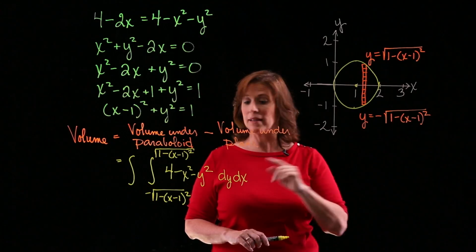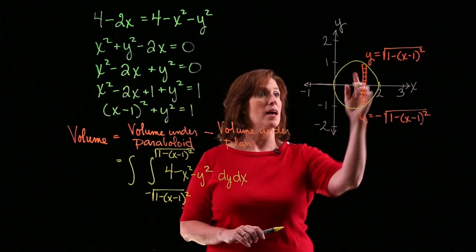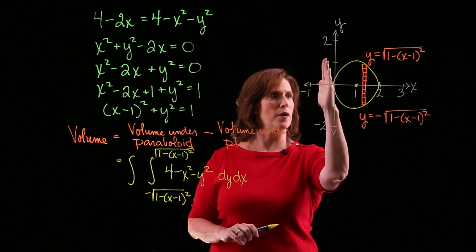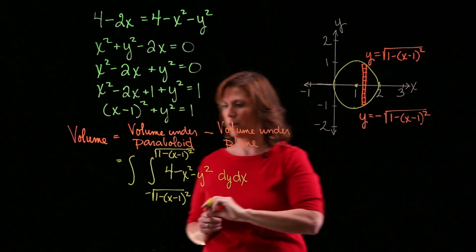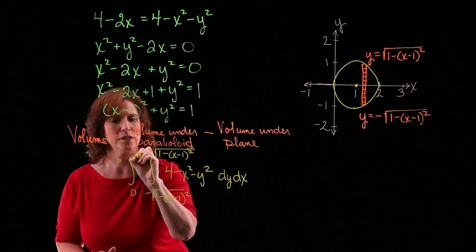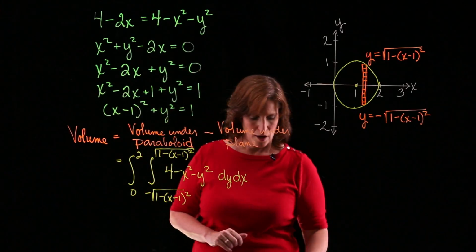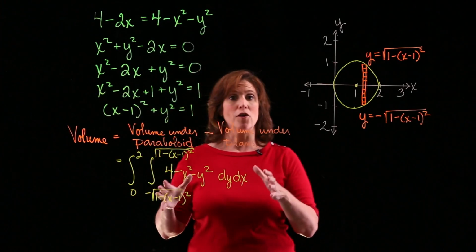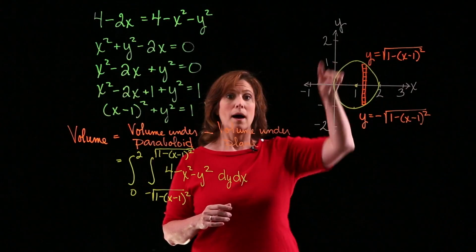Now for my limits of integration associated with the x. Once I have that rectangle built, I'll be going from 0 out to 2. So those limits of integration are just 0 and 2. That should give me the volume under the paraboloid above that region.